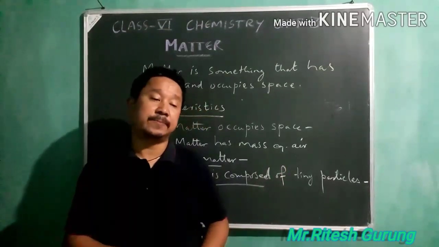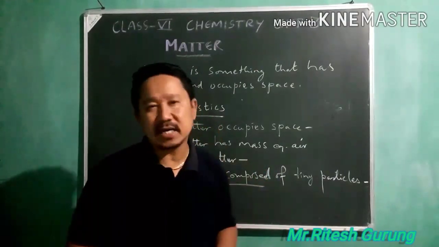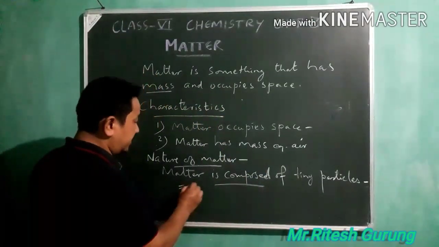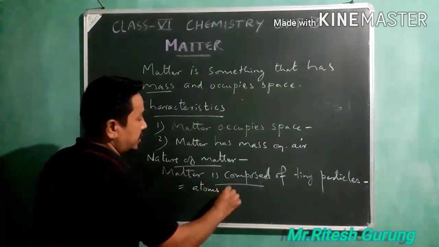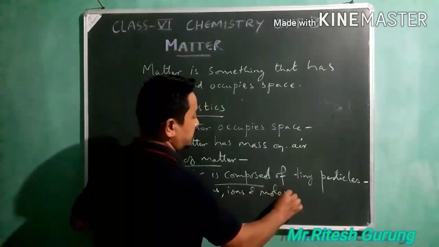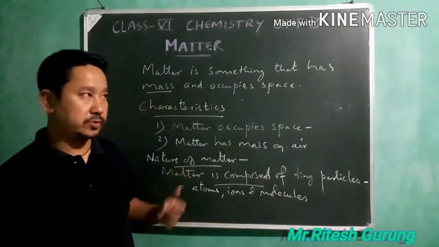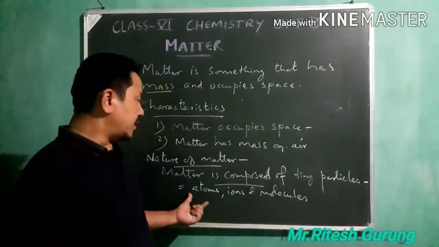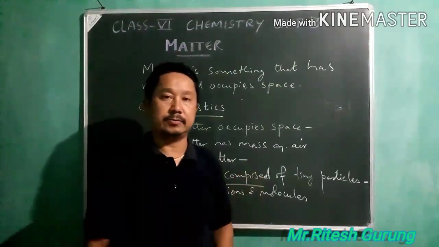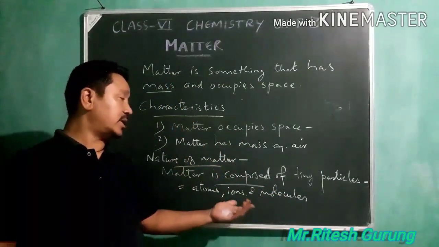Whatever matter you see is made up of very fine, very tiny particles, and these tiny particles are atoms, ions, and molecules, which we have discussed before in other chapters. So atoms, ions, and molecules are the tiny particles that compose any matter. Whatever matter we talk about is made up of such tiny particles.